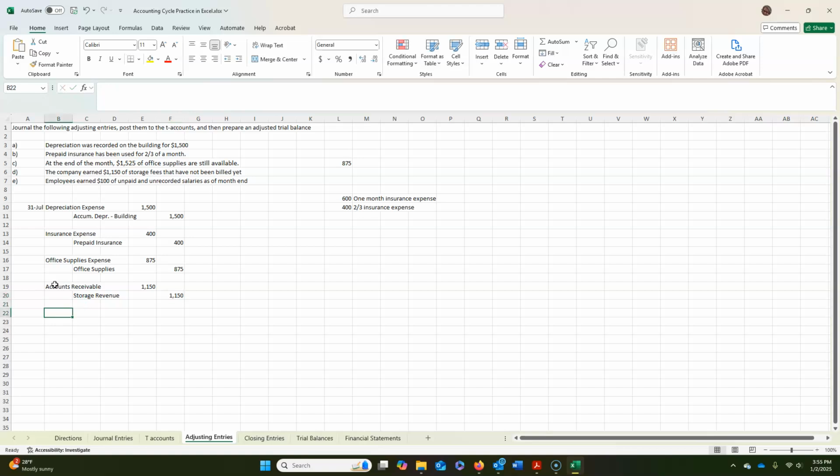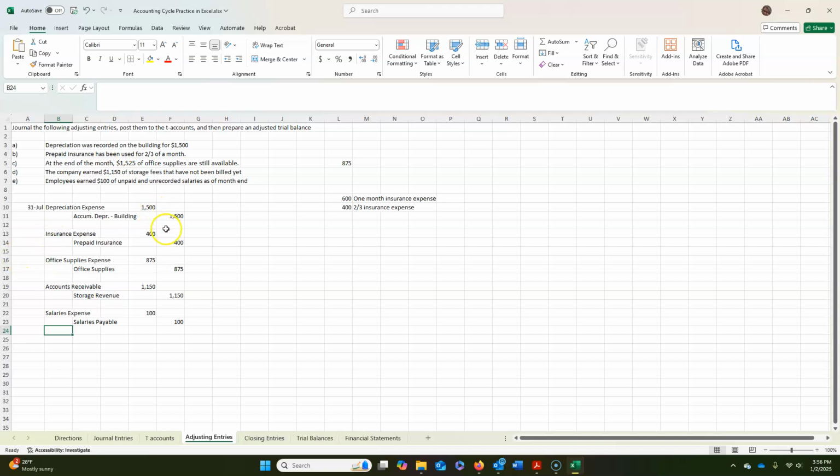$1,150. And then our last one, employees earned $100 of unpaid and unrecorded salaries as of month end. Now we have a liability. We owe our employees $100 in money, but we're not going to pay them for a couple of days. So now we have a salaries expense of $100. And we have a salaries payable because we're going to pay that $100 later, but we have to record the expense this month because it happened this month.